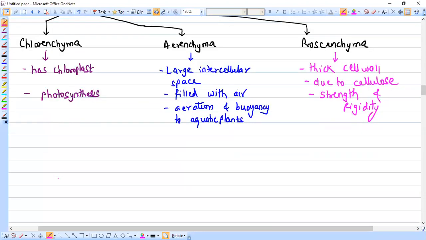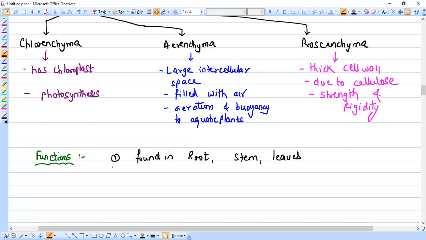Let's understand the different functions of parenchyma. So whenever we talk about the functions of parenchyma, the very first function I can say is that it is found in root, stem and leaves. They are found in root, they are found in stem and they are found in leaves basically.